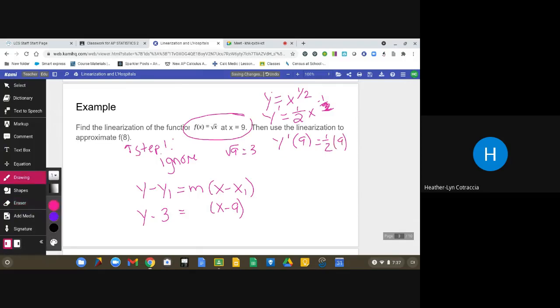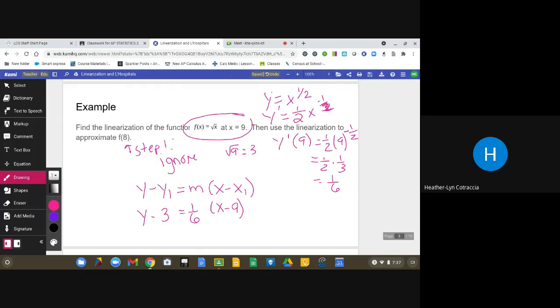9 to the negative 1/2 power. Okay, 9 to the negative 1/2 is a third because the square root of 9 is 3. Then it's a negative exponent, so it gets shoved to the bottom. So this is really a half times a third, which is equal to a sixth, which means my slope there is a sixth.